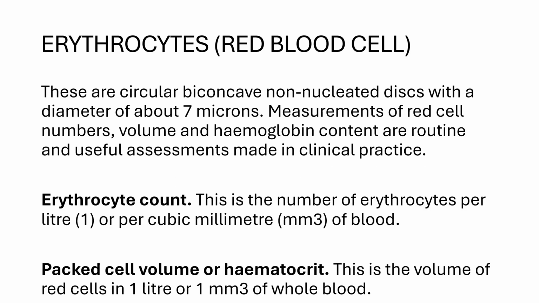Now the first blood cells that we're going to discuss are the red blood cells. A red blood cell is also called the erythrocyte. Wherever you say erythrocyte, just have it at the back of your mind that that's the red blood cell. They are circular but concave, non-nucleated discs with a diameter of about 7 microns.